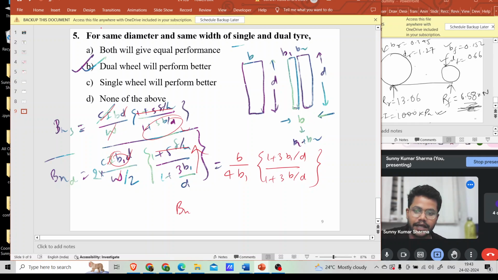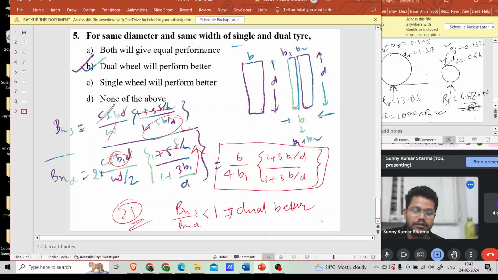So if the ratio of the mobility numbers is less than 1, this means that dual will perform better. And if it is greater than 1, then single will perform better. But when you observe this equation, you will find that the denominator will always be greater. So dual will always perform better than single. That is the conclusion from this derivation.